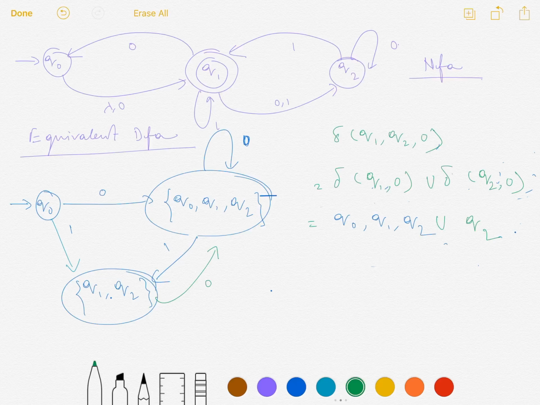So, this is my complete conversion to the DFA. Now, what should be my final state? Q1 is the final state, so we have to check that wherever Q1 appears, all of those will be final states. So, this one is my final state and this one is my final state. So, this is the equivalent DFA. Try with other examples also. The more examples you solve, the more confident you will be.